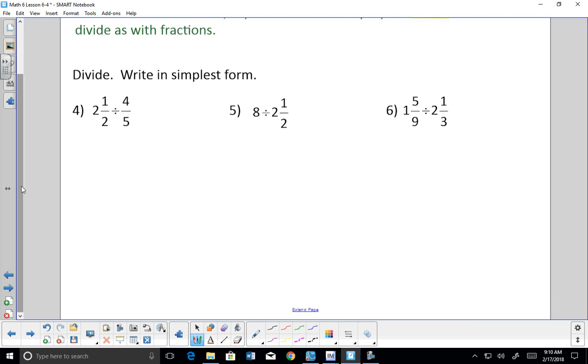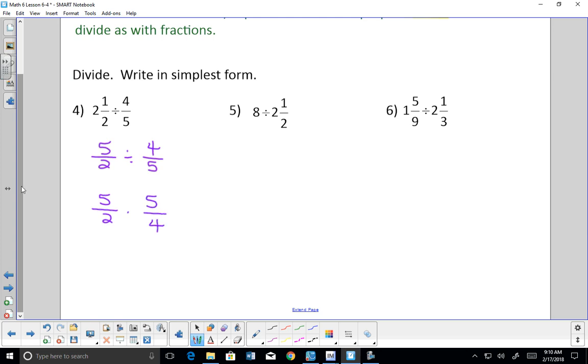Divide and then write in simplest form. So 2 1/2 divided by 4/5. The first thing I'm going to do is change this to an improper fraction, but I'm going to keep it a division problem so that I make sure I do all my steps. So 2 times 2 is 4, plus 1 is 5 halves, and I'm going to divide that by 4/5, which means I'm taking 5 halves and multiplying it by 5/4.